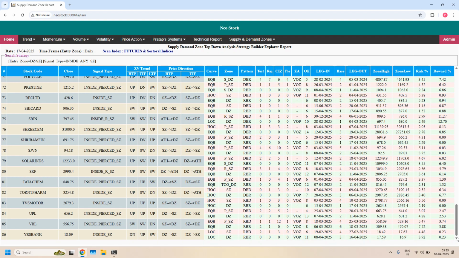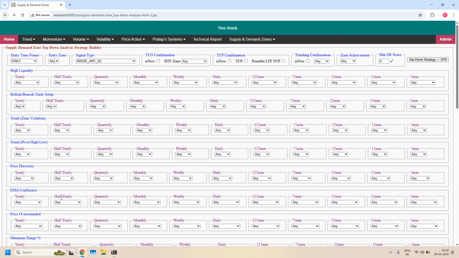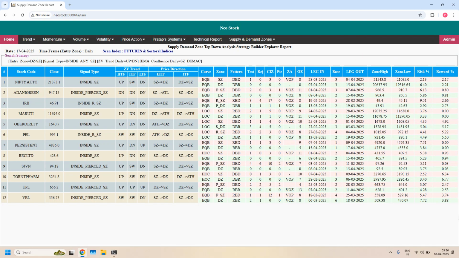So total 86 stocks are filtered. These 86 we can further filter based on daily supply zones having daily EMA Confluence. At the same time, trend on the daily should not be sideways. So trend we are setting up or down. With these filters, we got 12 stocks.